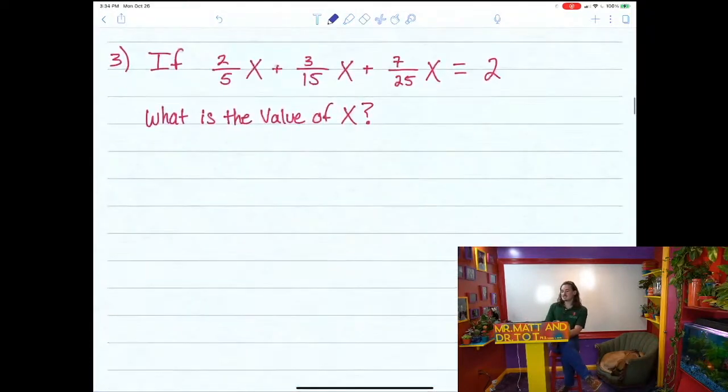So number 3 says, if 2 over 5 times x plus 3 over 15 times x plus 7 over 25 times x is equal to 2, what is the value of x? I'll give you 2 minutes and then I'll give you some hints.